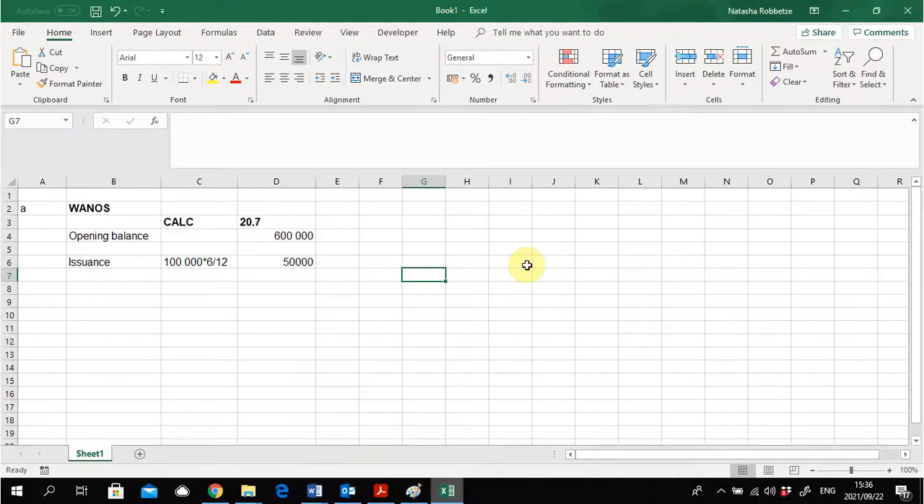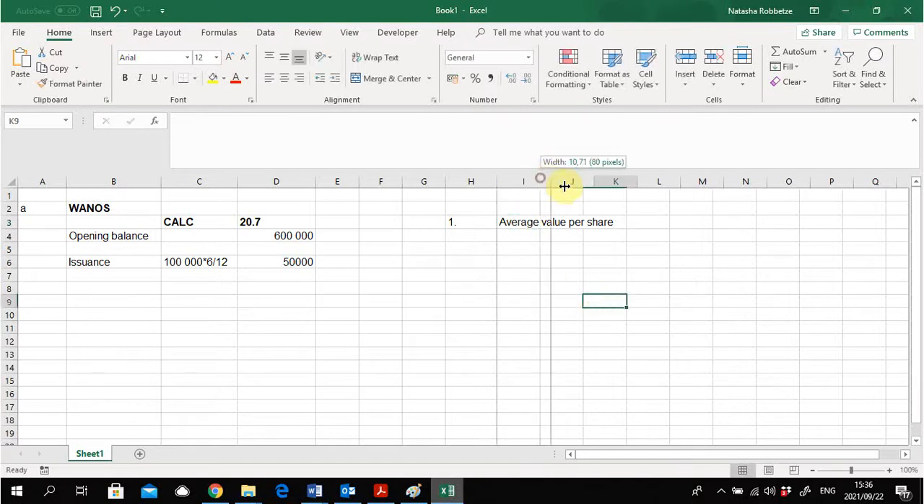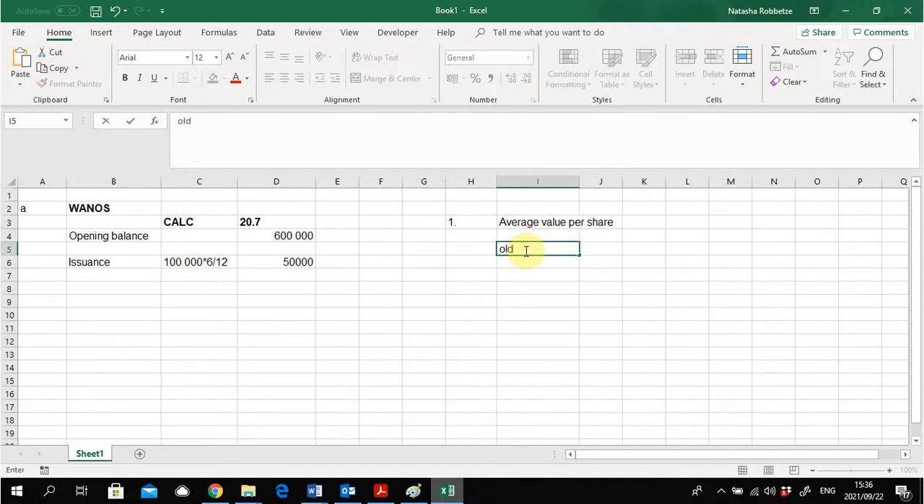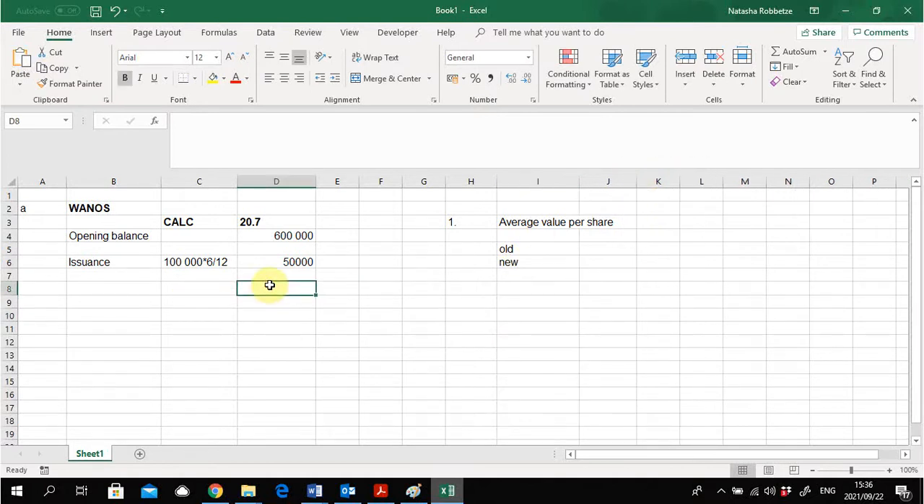Right, so step 1, again, I'm just going to write it this side. Step 1 of the rights issue is that we need to go and calculate the average value per share. And for this, we have an old set of shares, and we have new shares which are issued during this rights issue. So if I look at my rollover total, I'm just going to write it in bold. It should be 650,000 immediately before the rights issue.